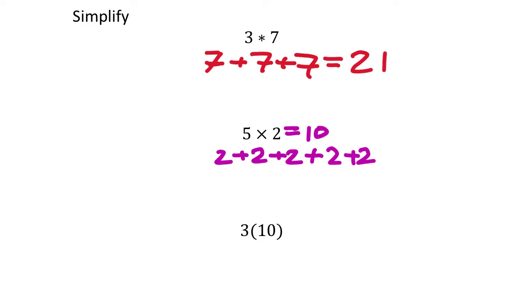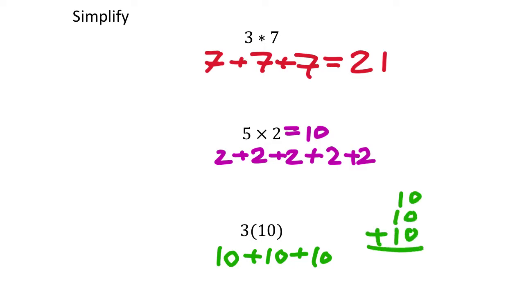Or this next one, it's 3 groups of 10. So you could write this as 10 plus 10 plus 10. This one's not too bad. Even if you stacked it, 10 plus 10 plus 10, with this addition, well, 0 plus 0 plus 0 is 0. 1 plus 1 is 2. Plus the third one is 3, so that'd be 30.